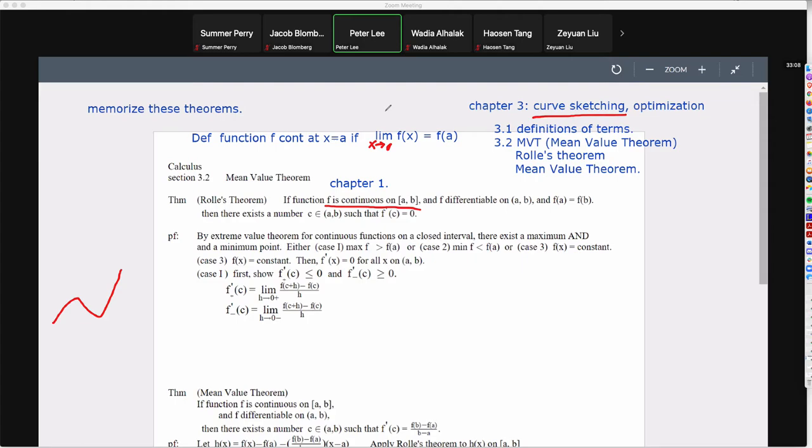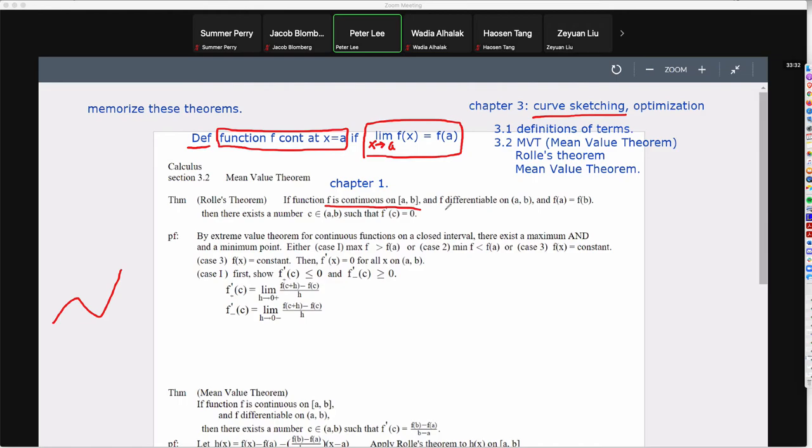That's what that means. That means the function is continuous. f is continuous at x equals a, and this is the definition right here. So these are the kind of things you have to know.